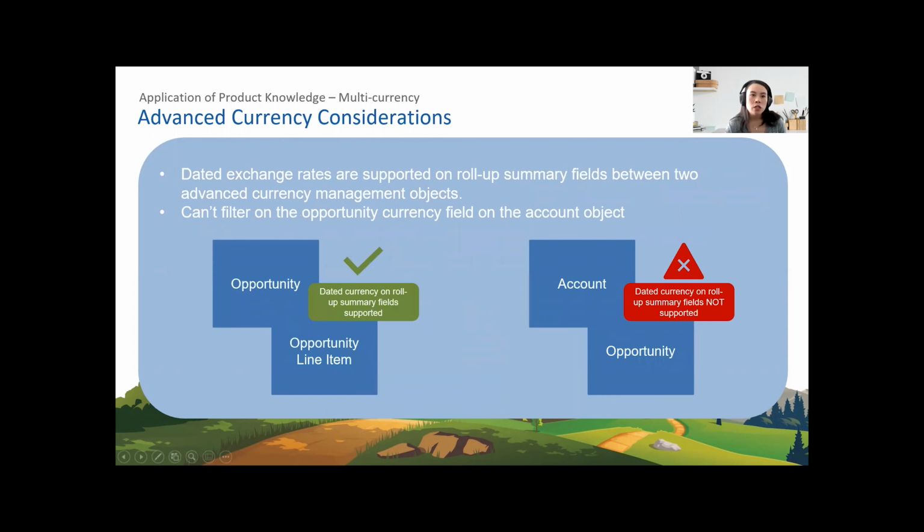Okay, so dated exchange rates are supported on roll-up summary fields between two advanced currency management objects. So you can't filter on opportunity currency fields on the account object. Because the account object is not a dated currency supported object, you can't have a roll-up from an opportunity to account. But you can if it's an opportunity line item, which supports dated currency as well as opportunity.